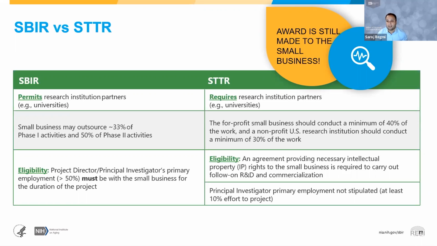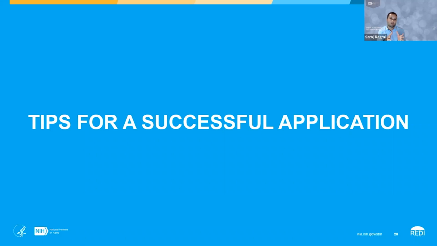In terms of eligibility, for an SBIR, the PD/PI's primary employment must be with the small business for the duration of the project. For an STTR, an agreement providing necessary IP rights to the small business is required to carry out follow-on R&D and commercialization, and the principal investigator must spend at least 10% of their effort on the project. So I hope this clarified whether you want to go the K01 route or the SBIR STTR route, and also whether you want to do SBIR or an STTR.